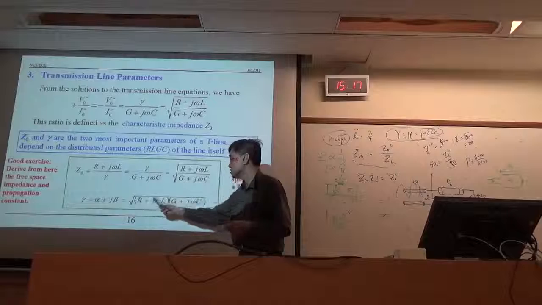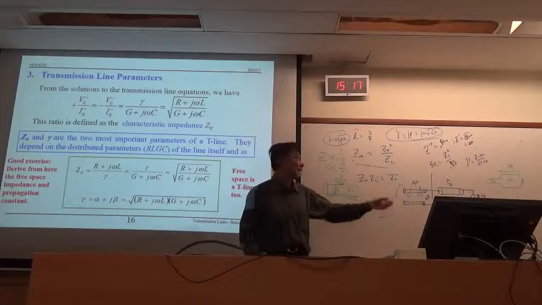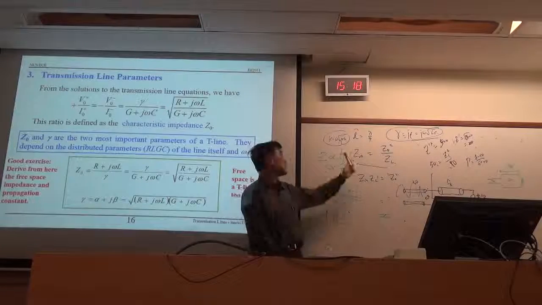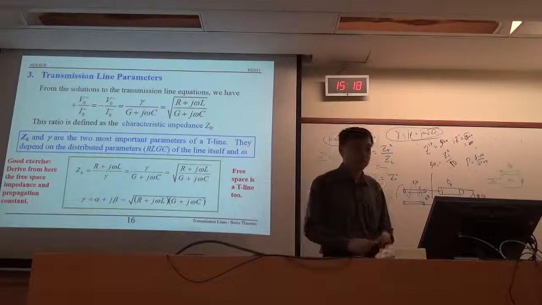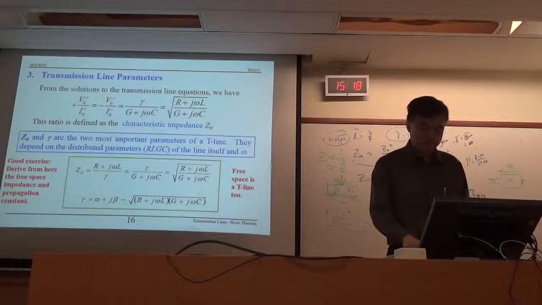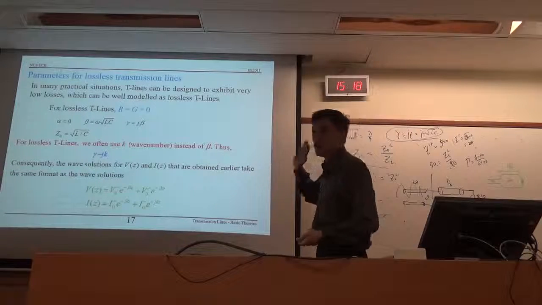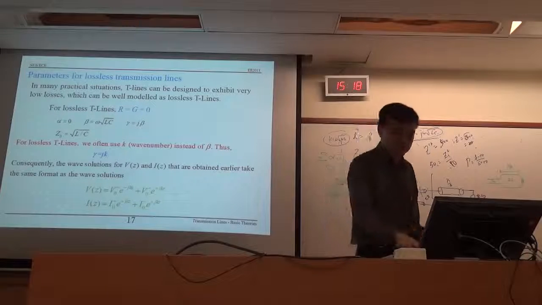R equal to 0, G equal to 0, j and omega brought out. So gamma equal to j beta equal to j omega square root of LC, and K equal to omega square root of mu epsilon. Look at the similarity. Alright, so we deal with only lossless transmission line.